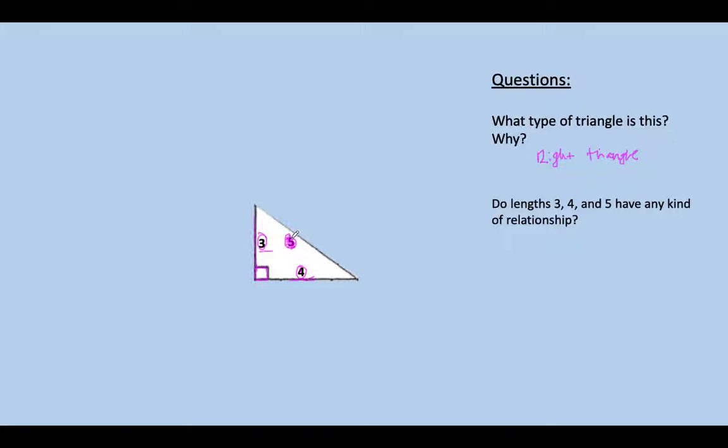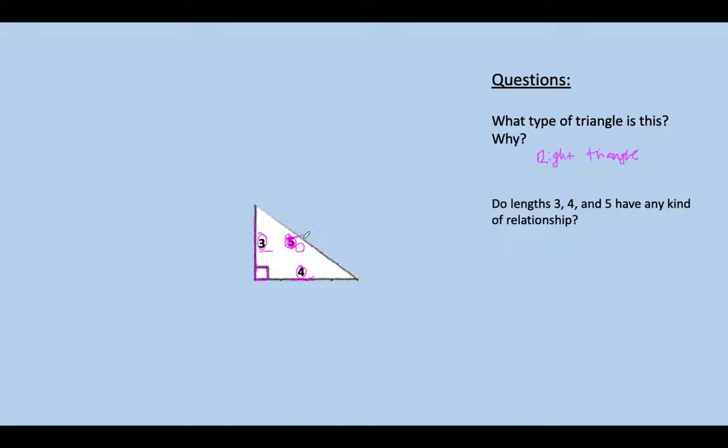Okay, so what if we did know that this side was 5? Do we still see any pattern? Let's see, 5 plus 4 is 9. 5 minus 4 is 1. Okay, 5 minus 3 is 2. Nope. Okay. Well, there's no pattern, there is no pattern between the relationships of these sides.